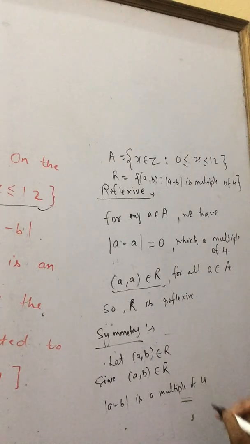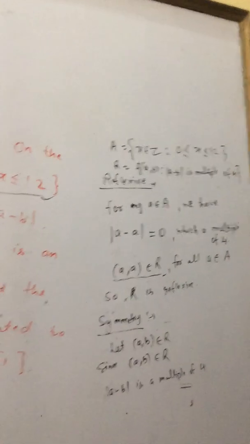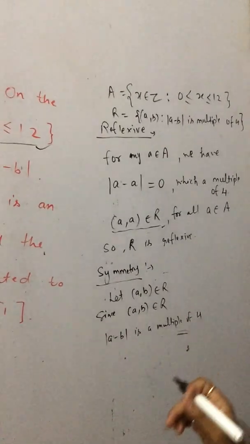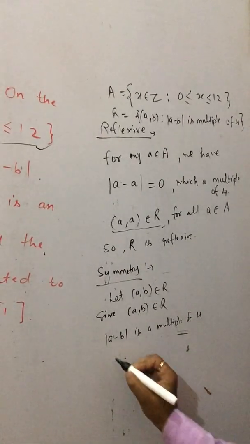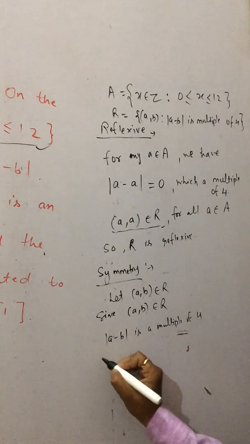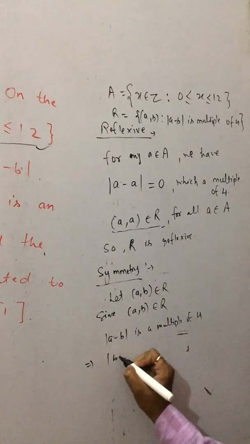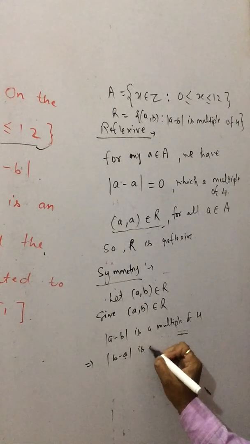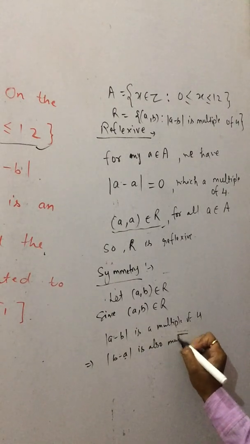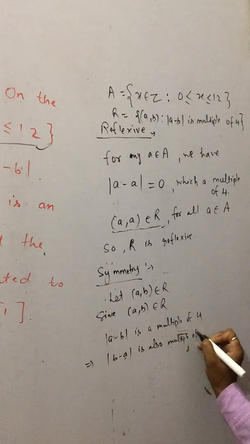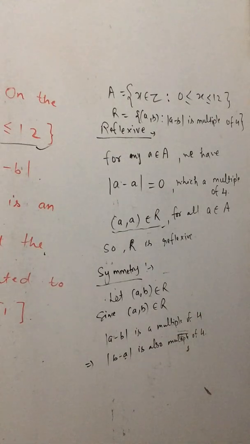Now if it is a multiple of 4, then what is the meaning of this? If a minus b is a multiple of 4, you can also write here that b minus a is also a multiple of 4. Alright.